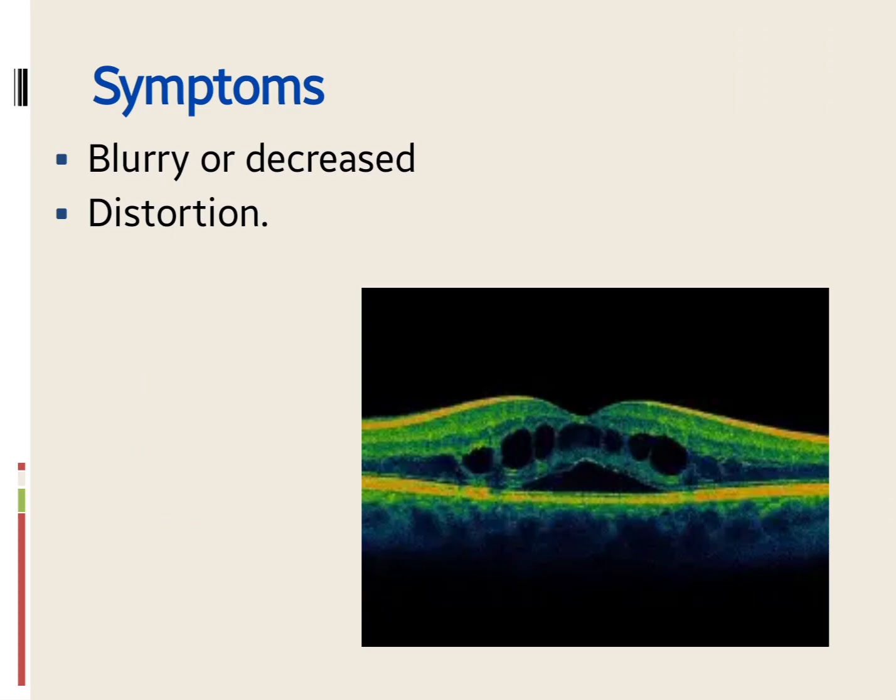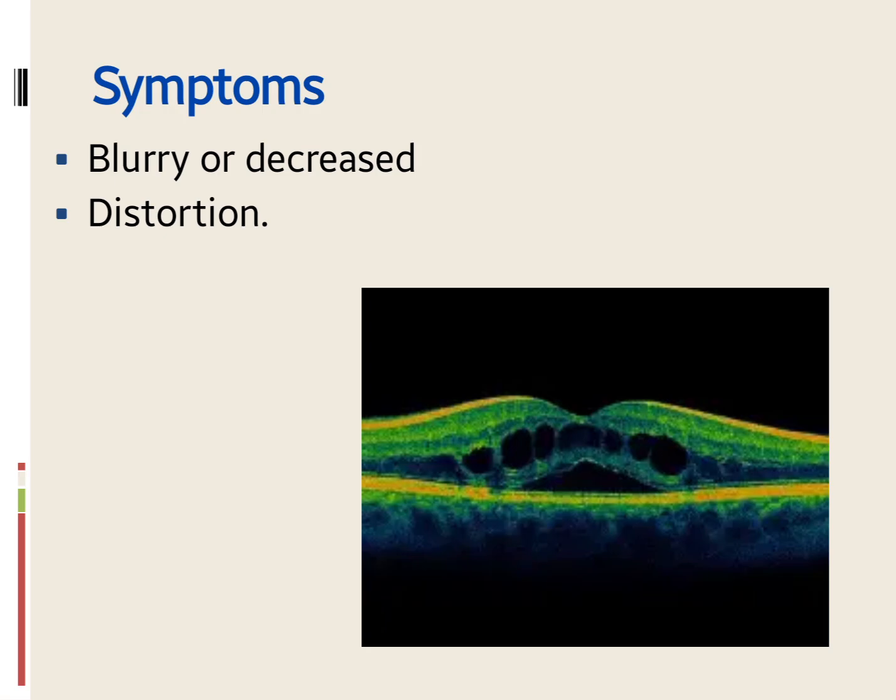So some of the symptoms that someone with macular edema will report are things like blurry or decreased vision. So maybe when they're looking at a distance, things will not be that clear, and sometimes distortion. When they're looking at an object or reading text in a book, things will appear distorted.